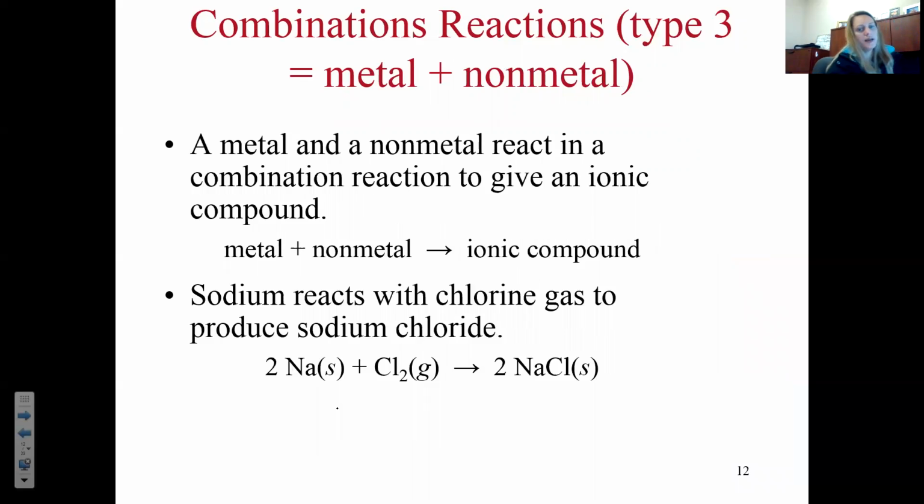And then the third type of combination reaction is a metal and a non-metal that react to give an ionic compound. A good example of that, we know our best ions are sodium and chloride, and together they come together to produce sodium chloride, which is an ionic compound. And we know it's an ionic compound because we brought two ions together.